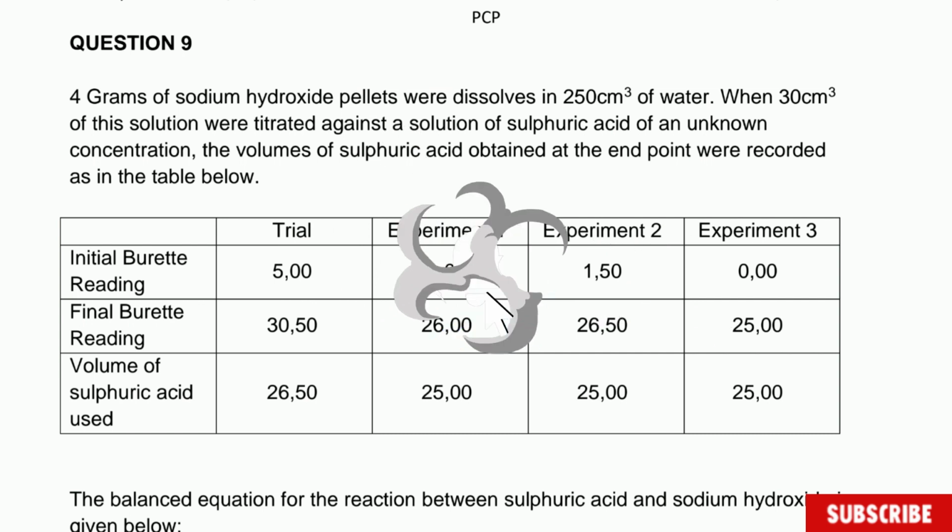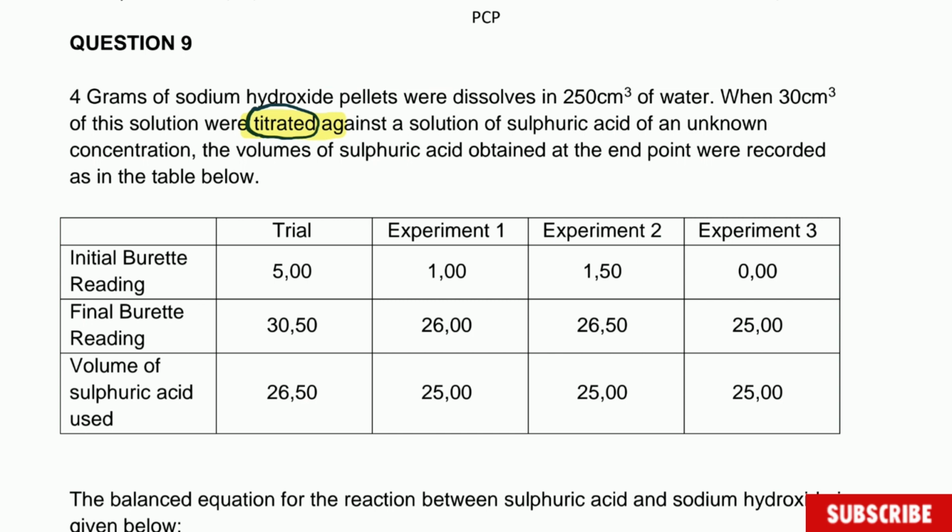Let's see the question. The question says 4 grams of sodium hydroxide pellets were dissolved in 250 cubic centimeters of water. When 30 cubic centimeters of this solution were titrated against a solution of sulfuric acid, so we're working here with titration, and note the following. This one is related to grade 12. So if you are in grade 11, you are going to need this one for grade 12. And if you are in grade 12, then you did this one in grade 11.